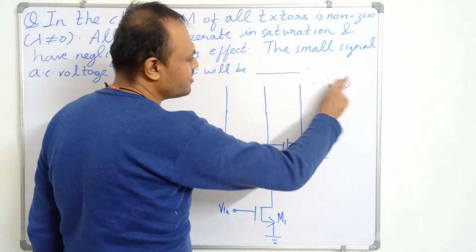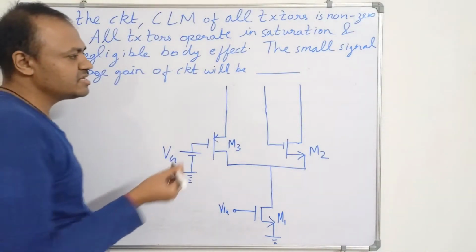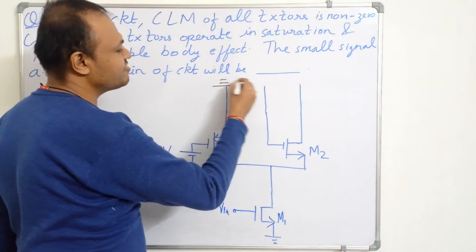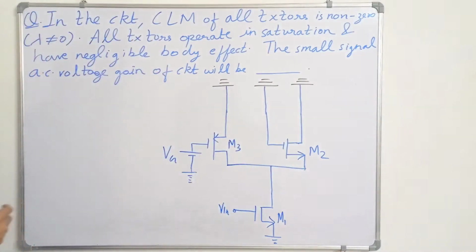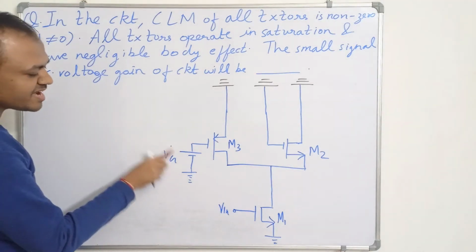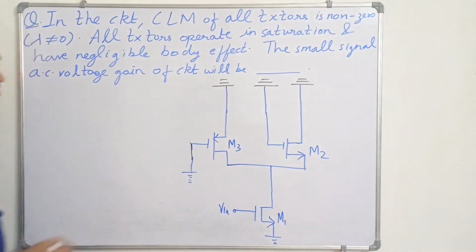For the AC equivalent circuit, we will ground all the DC sources. So this is VDD, it will be replaced with the ground. So this is 0 volt. Then this gate voltage will also be connected to ground. So all the DC voltages are grounded.